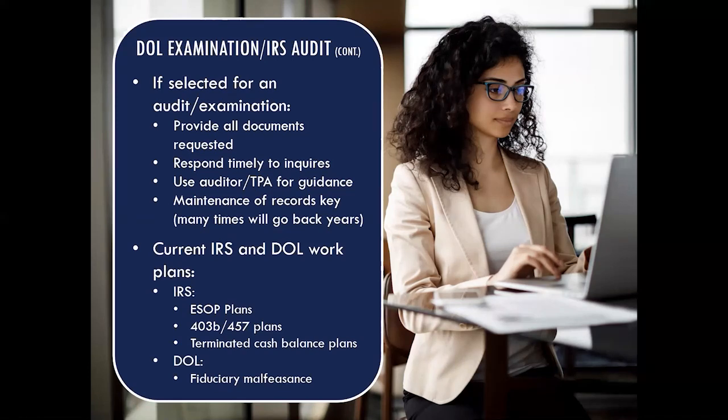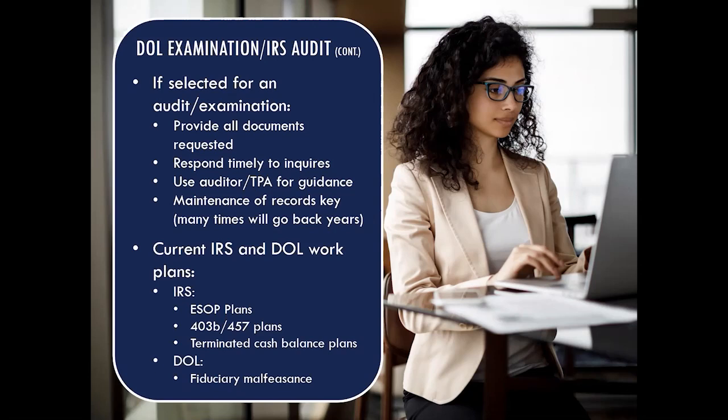So specific areas of focus for the IRS include ESOPs, 403(b) and 457 plans, and terminated cash balance plans. With the ESOPs, they're looking to determine whether the employee stock has been properly valued, whether the annual allocation of employee stock meets the non-discrimination requirements, and whether employer loans follow the conditions and terms of the plan document.